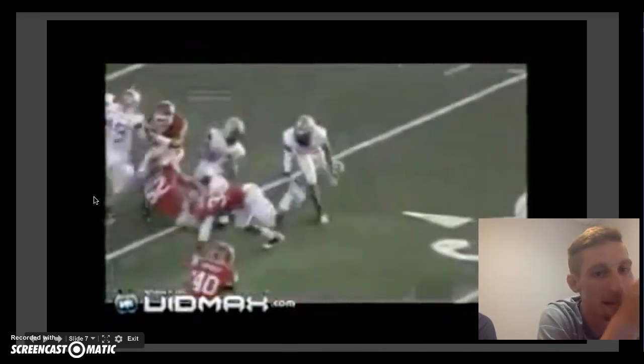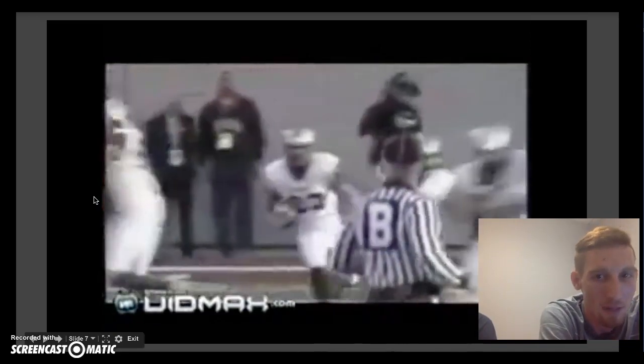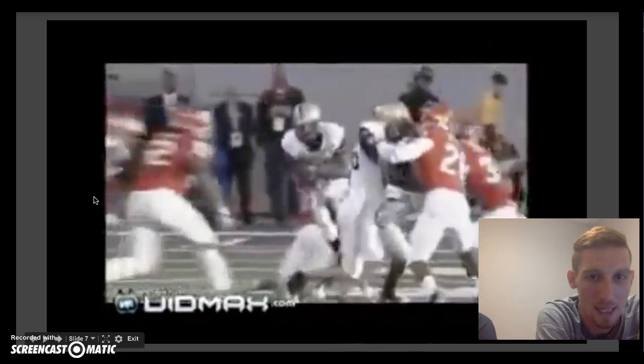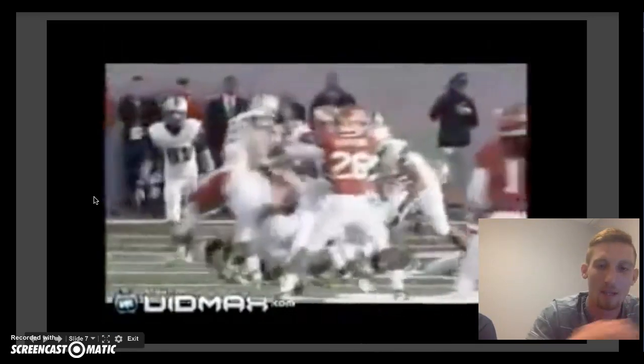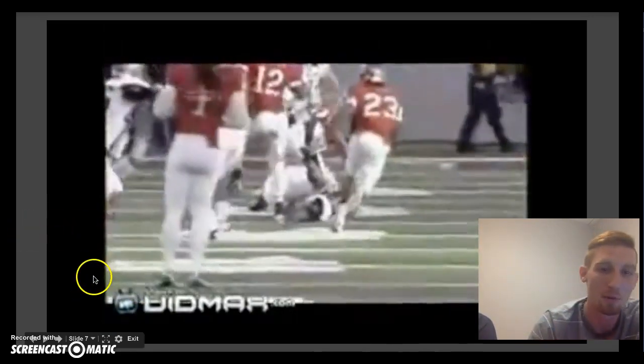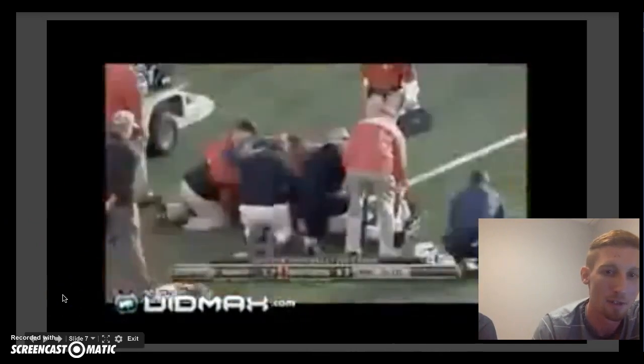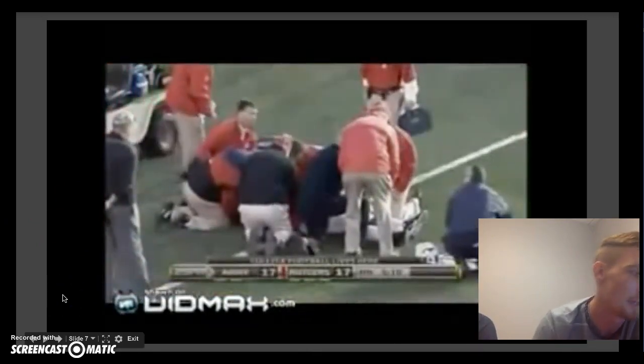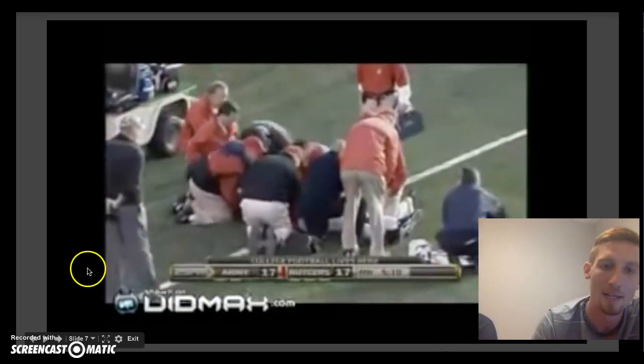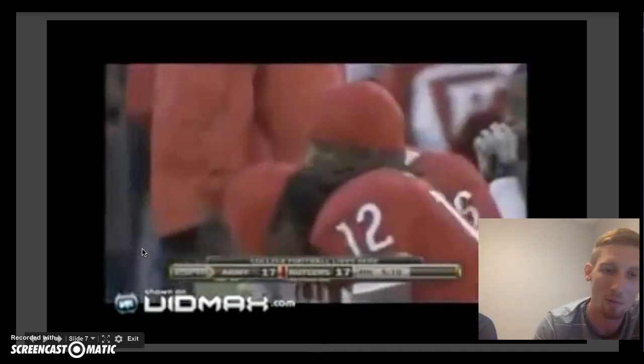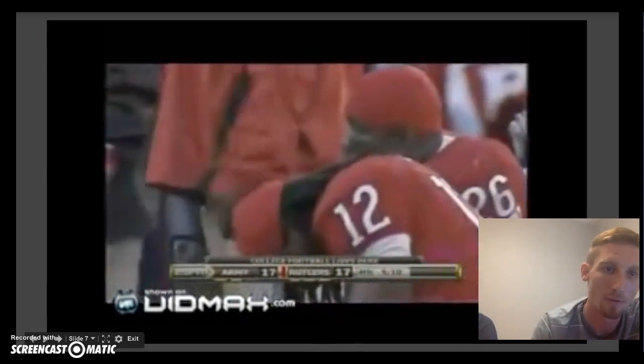What you see there, he leads with the crown of his head, and he goes straight down. And here's a better view of it. And that's why there's a Heads-Up program in youth football now, trying to make sure that the athletes don't lead with the crown of their head. And now you can see all the athletic trainers spine boarding and doing their protocols.